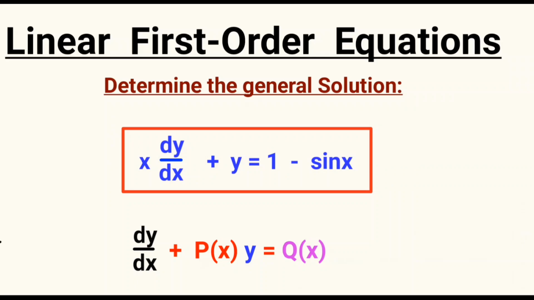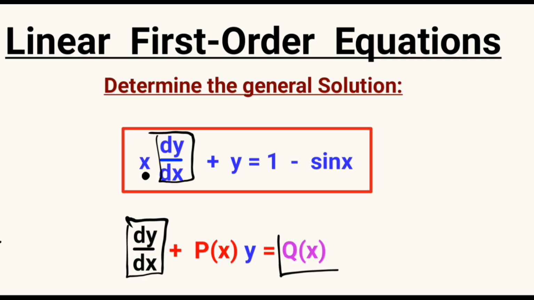In this video, we are going to determine the general solution of the following linear first order differential equation. And when we determine the general solution, we have to make sure that the dy over dx is not attached to any variable or constant. So we are going to divide through the equation by that x so that we only have that dy divided by the dx. And on the right hand side of the equation, all the functions have to be functions of x. So the y will be on the left hand side with the dy divided by the dx.